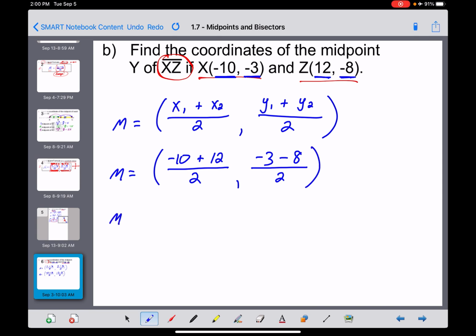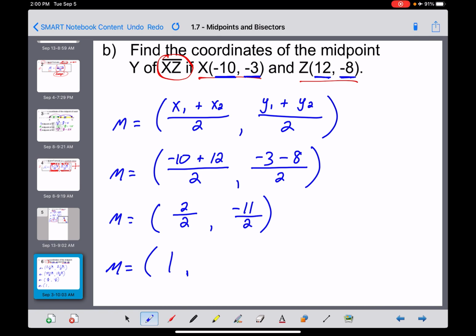And let's see if we can't clean this up now. Negative 10 plus 12 sounds like it's going to be 2, still divided by 2. Negative 3 minus 8 is negative 11. That gets divided by 2 as well. So here we go, guys. This should finish it up. 2 divided by 2 is 1, and I was a little mean to you here.